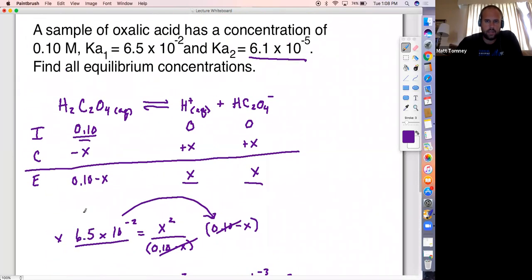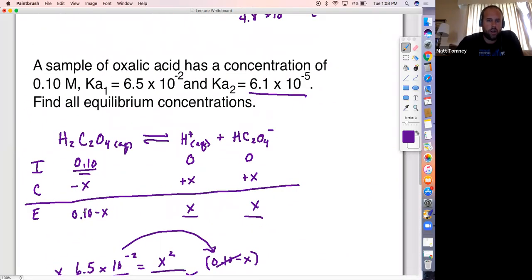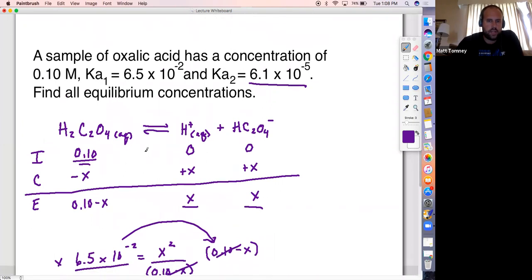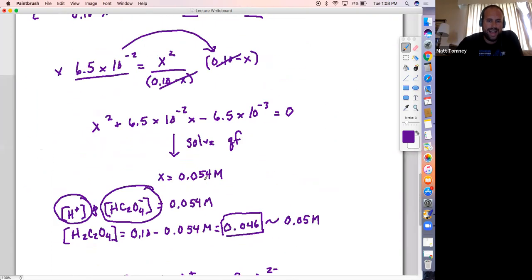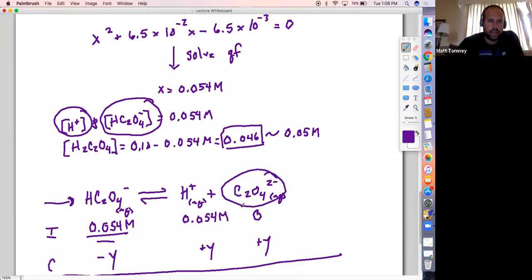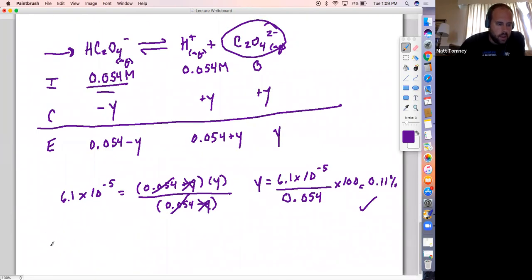So in order to bring all of this to a close, the initial problem, you don't want to lose track of this, okay? The initial problem said find all equilibrium concentrations. So that means we need to find the concentration of the oxalic acid, the monoprotic conjugate form of the oxalic acid, the H+, and the actual base form of the oxalic acid. We need the concentration for all of those. So let's go through that. The concentration of the oxalic acid, we didn't touch that in the second portion here. We found that in the first portion, and we said that it was equal to 0.05 molarity.